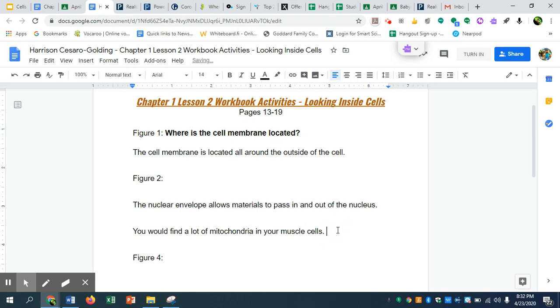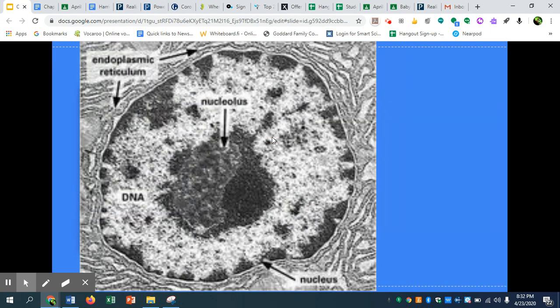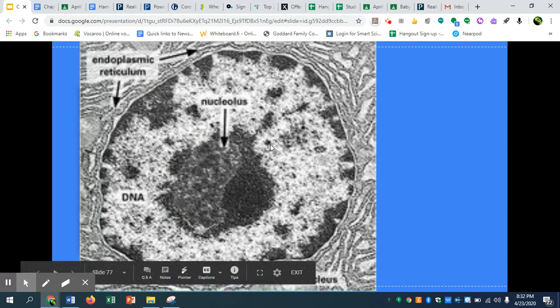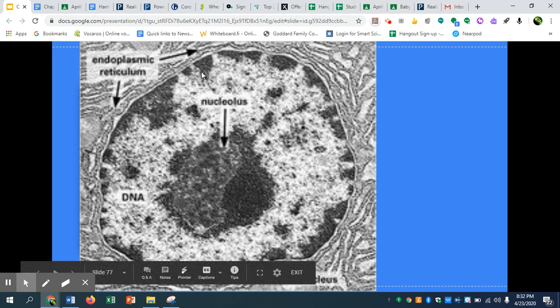Okay. So now our next part, there's actually more to figure 2. If you had your book, you would see it's right on the next page. I'm going to show you some pictures and talk a little bit about some more organelles before we finish up figure 2. So here's a very close-up picture of a nucleus.